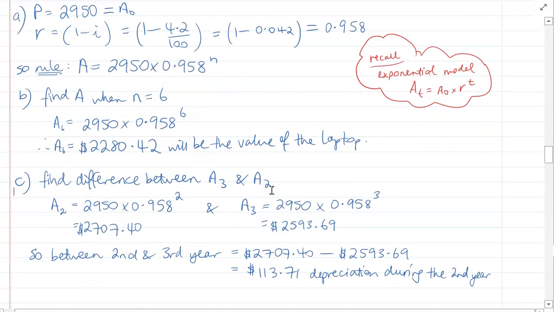Lastly, for part C, you're simply finding the difference between the value of the laptop after the second and third year. Finding the difference, you should find it's depreciated by $113.71 during that second year.